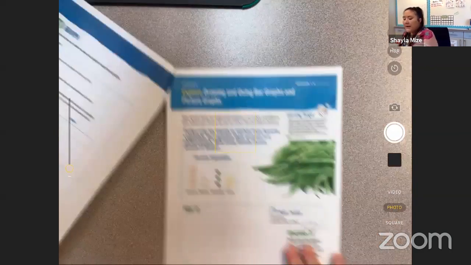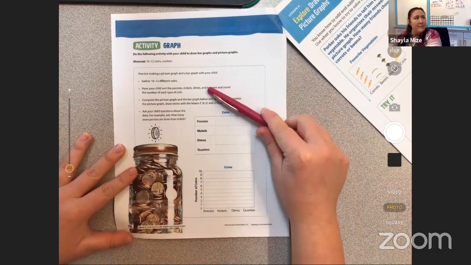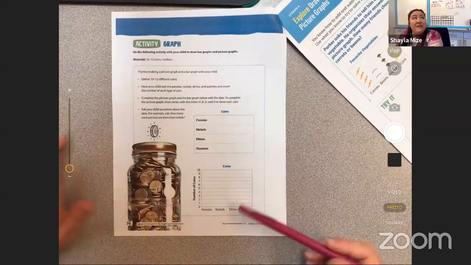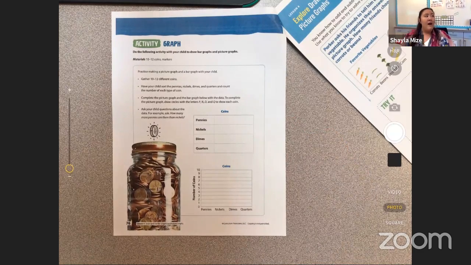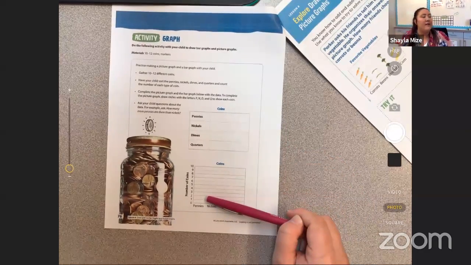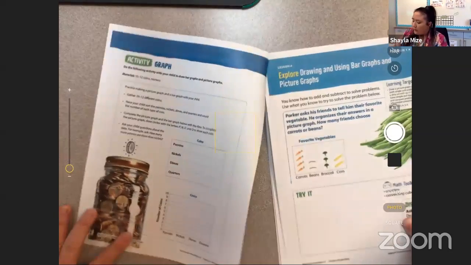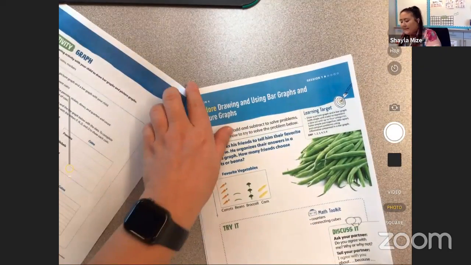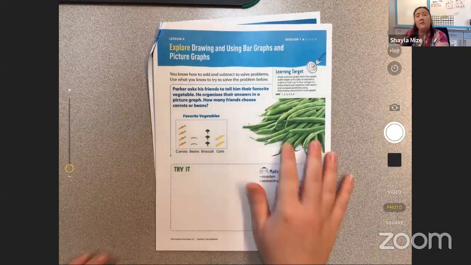Okay, let's go ahead and get started. This activity behind the parent letter would be a really fun activity to do. Maybe you could do it this weekend with your family, or you could do it tonight with your family. That would be kind of fun. You collect some coins and you are graphing the amount of coins. That is on page 76. So we are on page 77.